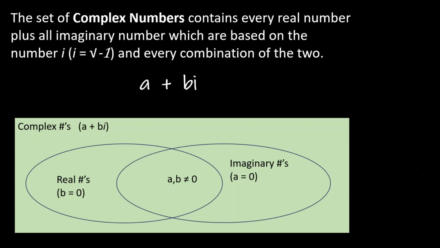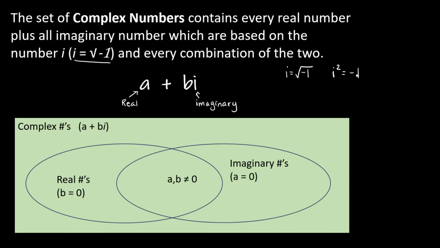It's the set of all the real numbers plus all the imaginary numbers in any combination of the two. So a complex number can be written as a plus bi, where the a is the real part and the bi is the imaginary part. Now, we also want to remember what i stands for. i is the square root of -1. So that means i squared is equal to -1.